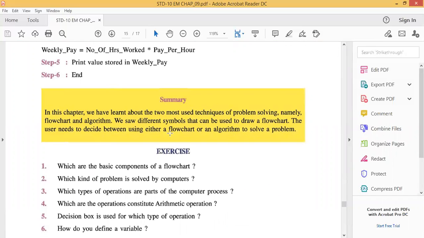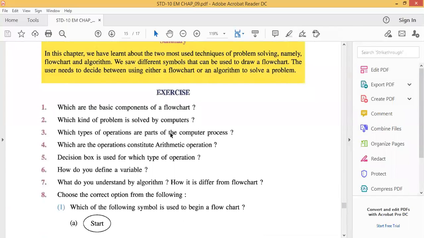So I hope this chapter is clear. In this chapter, you must understand or remember what a flowchart is, what an algorithm is, what the problem solving technique is, and the symbols of the flowchart. If you remember all these things, it is sufficient.